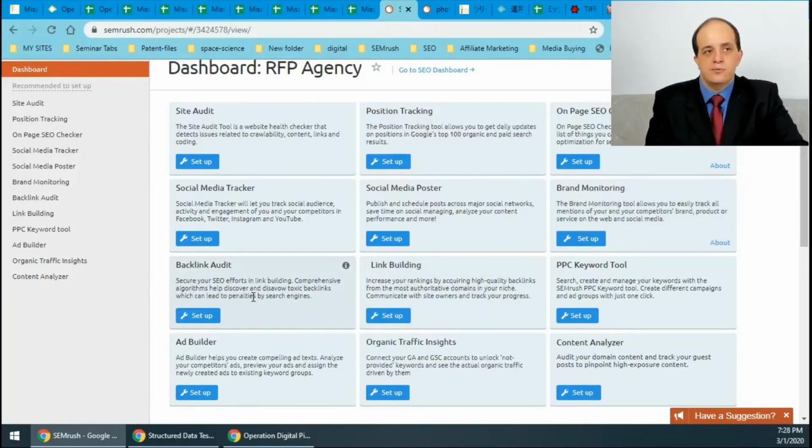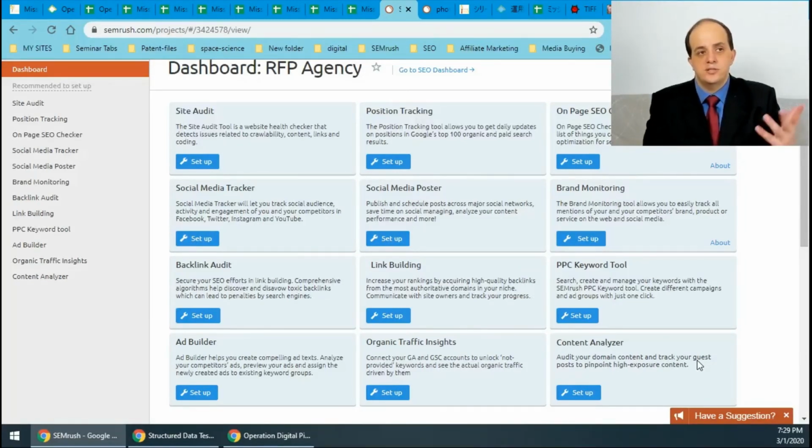Backlink audit we can set up right away. Link building we can set up right away. The PPC keyword tool is for mission 2, not mission 1. Ad builder is for mission 3 because that's implementation. Organic traffic insights, I believe, we can set up right away, because then it starts tracking your Google Analytics and Google Search Console, and merges the data along with all of the other stuff in here. And I think we can also set up the content analyzer in mission 1. So all of that we'll be doing together during mission 1, and this is just another deliverable for the course.